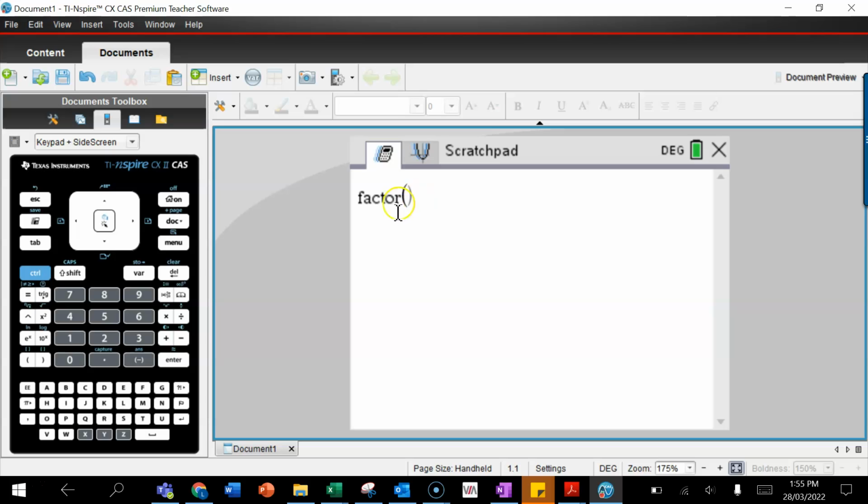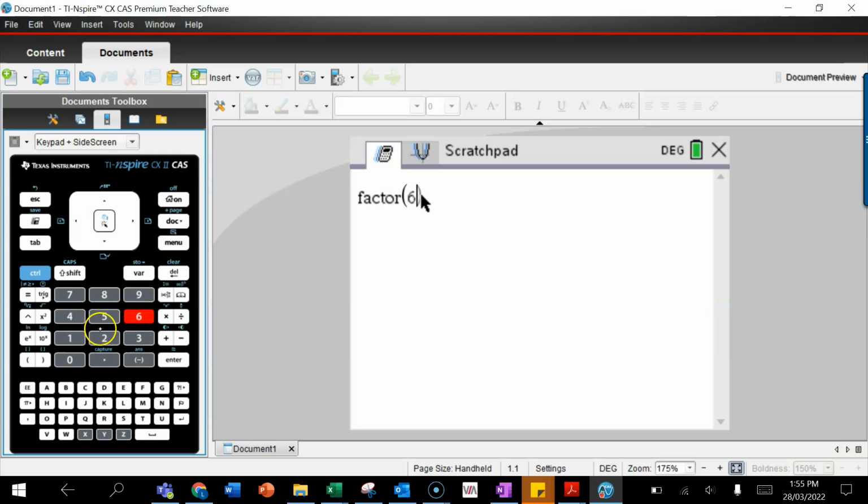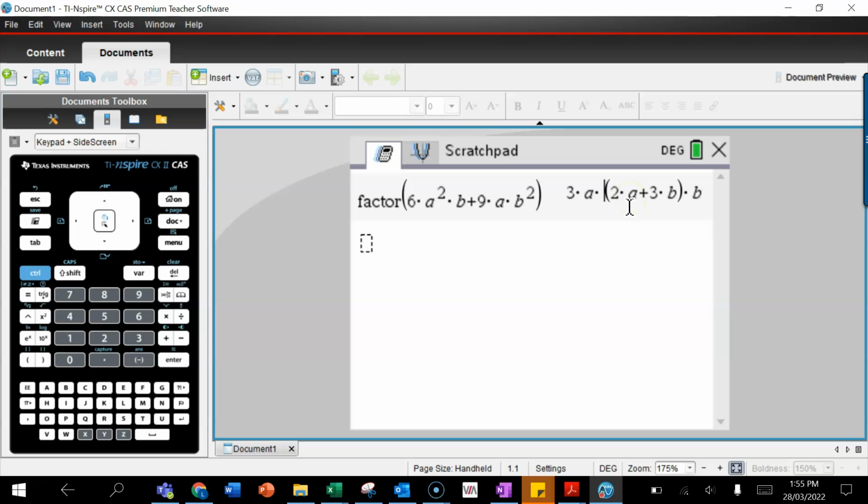Okay, now same with the expand. It'll come up with the 2 brackets and that's where you're going to type in your expression. So 6a squared times b plus 9a times b squared. Now, what you want to do is press enter and it will come up with the factorized version. Now, it's put the b on the side here, but we have the b out the front. That's okay. It's the same thing.